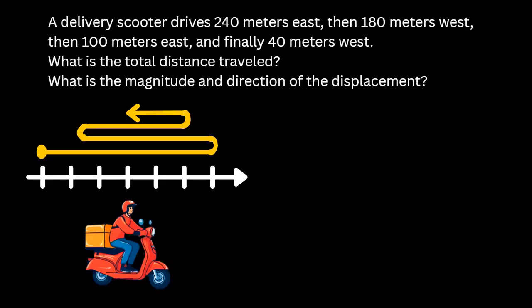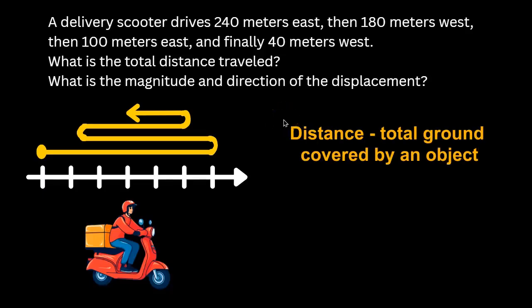What is the difference between distance and displacement? We're going to find out how they're different in this problem. A delivery scooter drives 240 meters east, then 180 meters west, then 100 meters east, and finally 40 meters west. What is the total distance traveled? What is the magnitude and direction of the displacement?